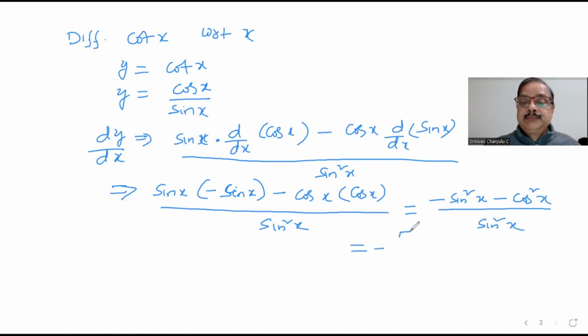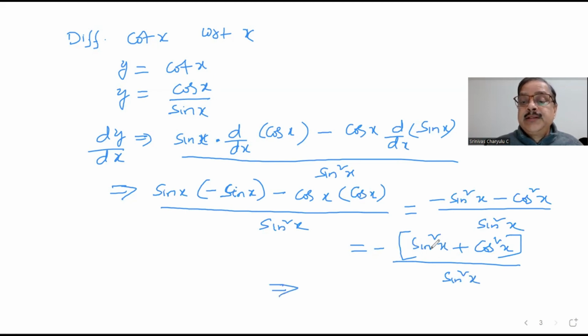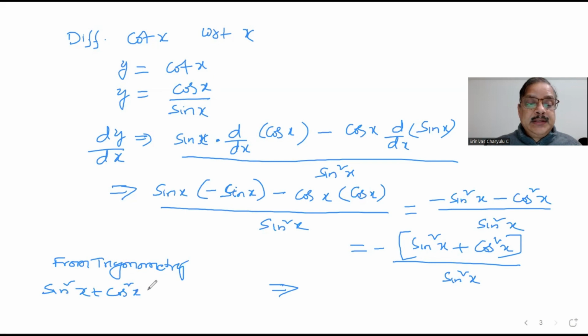Take out minus common. You are left with sin square x plus cos square x divided by sin square x. Remember trigonometric identity, sin square x plus cos square x is called as 1. So from trigonometry, sin square x plus cos square x is equal to 1. So that we substitute here. Minus 1 by sin square x. What we are left with now?